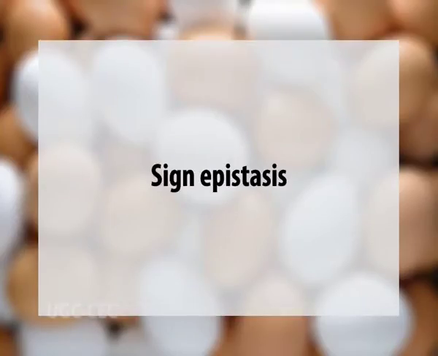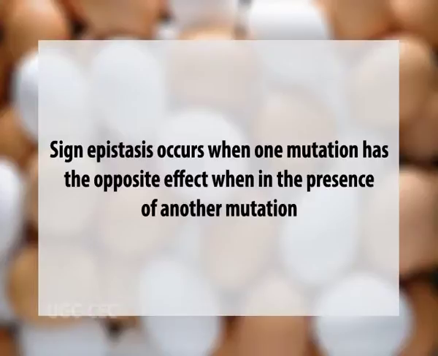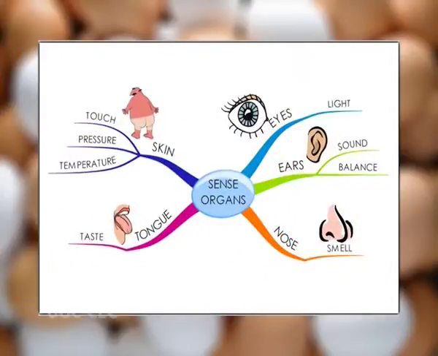Sign epistasis. Sign epistasis occurs when one mutation has the opposite effect when in the presence of another mutation. This occurs when a mutation that is deleterious on its own can enhance the effect of a particular beneficial mutation. For example, a large and complex brain is a waste of energy without a range of sense organs. However, sense organs can be more useful if the organism's brain is better able to process the information.